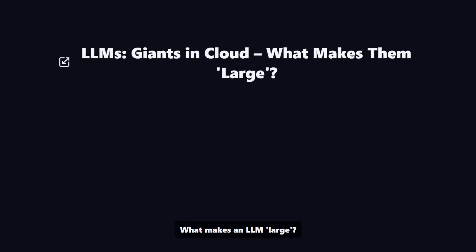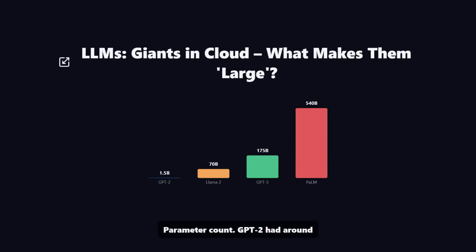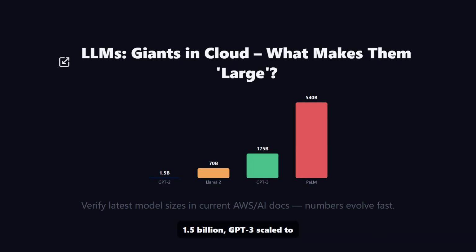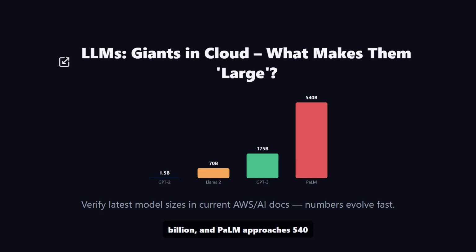What makes an LLM large? Parameter count. GPT-2 had around 1.5 billion. GPT-3 scaled to roughly 175 billion. Llama 2's largest variant has about 70 billion, and PaLM approaches 540 billion.